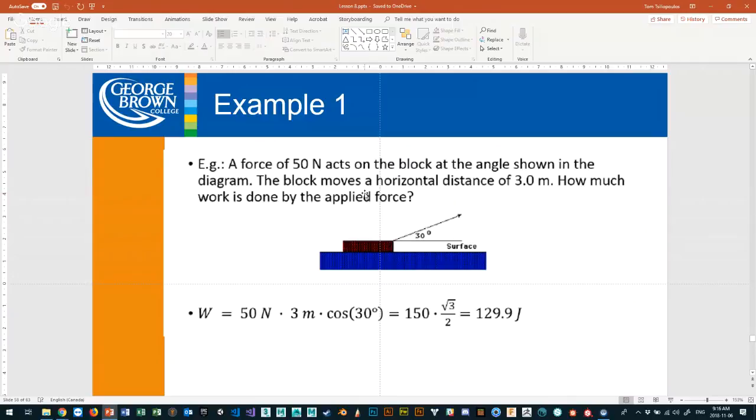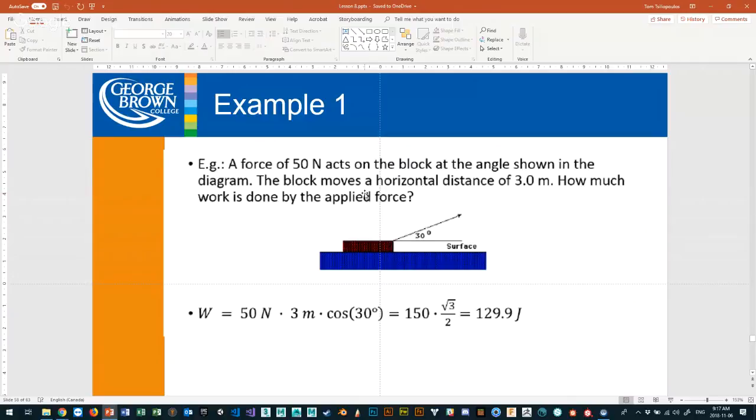So here's one. Let's try and figure this out together. I put these on here because I know your test is next week, so I've got to give you this now. A force of 50 newtons acts on the block at the angle shown in the diagram. Yes, I'll put up a formula sheet as well, and you can modify it as you like. It's up to you.